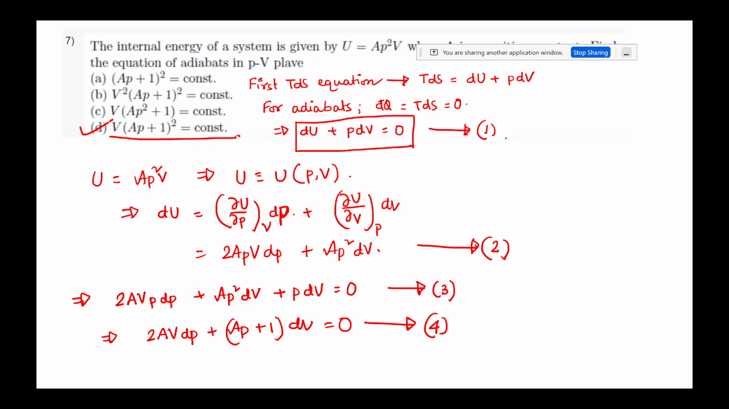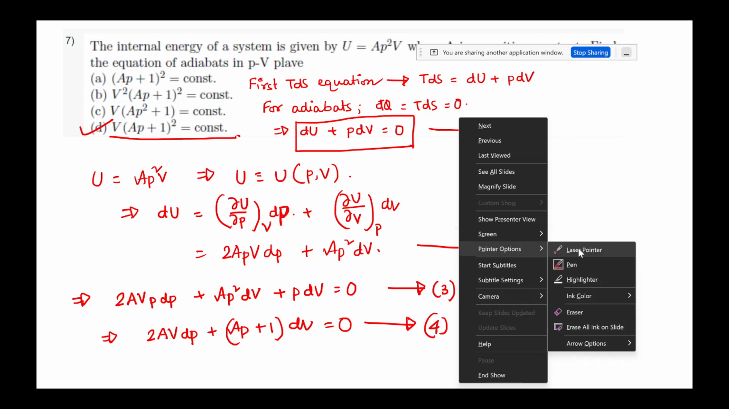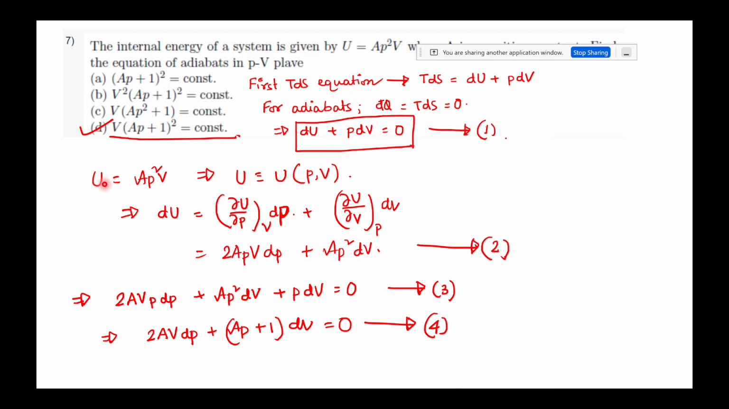So let me go through once more. Since we have to find the equation of adiabats in the PV plane and the form of U is given, we have first used the first TdS equation, which says TdS is equal to dU plus PdV. For adiabats, where the heat exchange is 0, dq equals TdS, that will be 0. That becomes dU plus PdV equals 0. Now we know the form of U, we have to find the differential dU. If U is equal to A P squared V, then U is a function of P and V, so the differential dU can be written as del U del P at constant V dP plus del U del V at constant P dV.